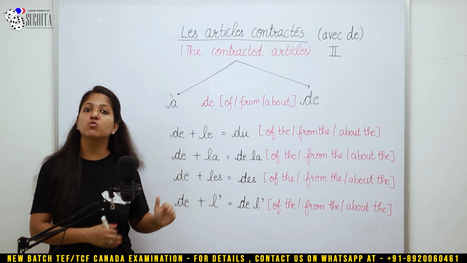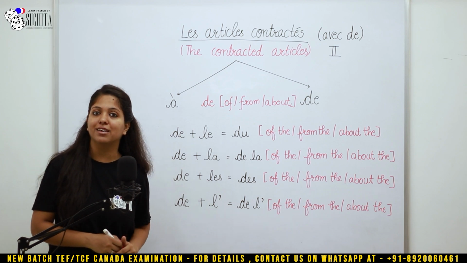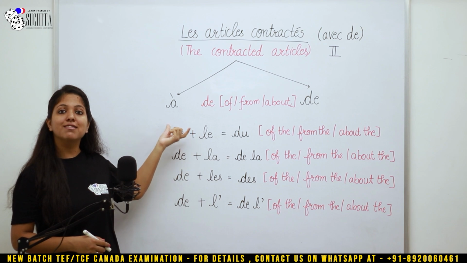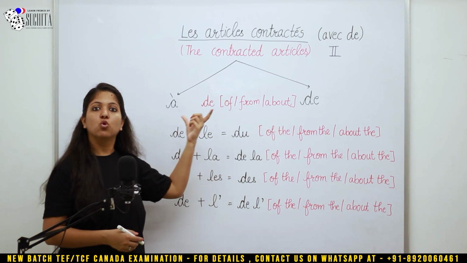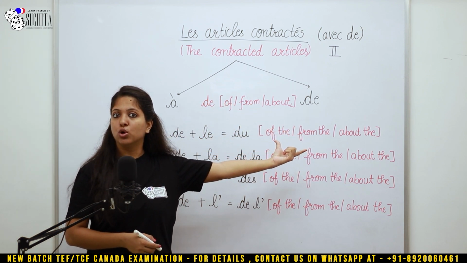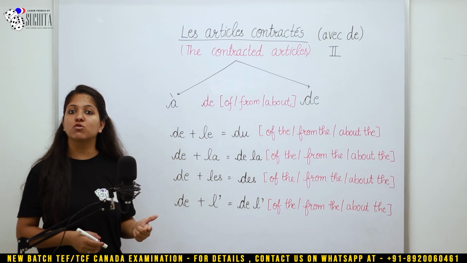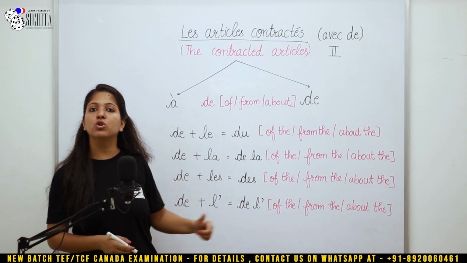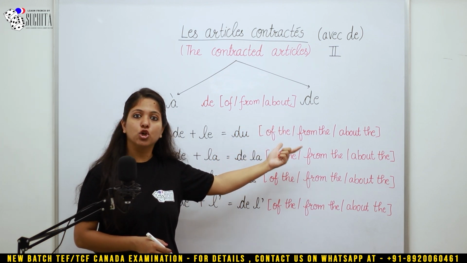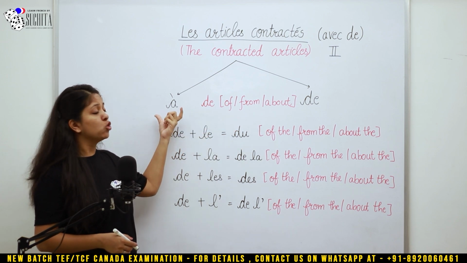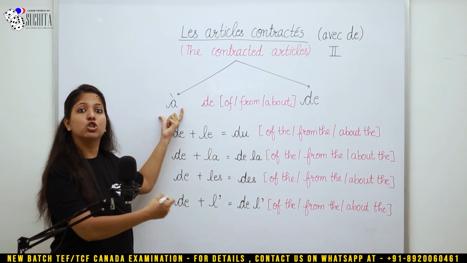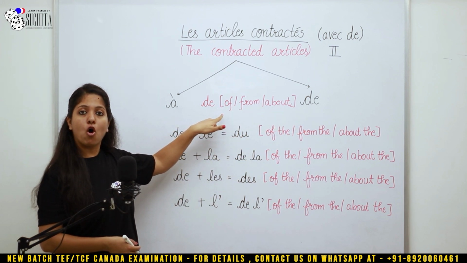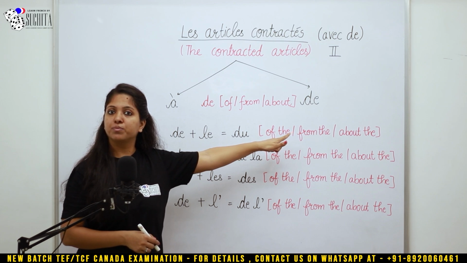The third type of articles which we are learning in this video are the contracted articles, les articles contractés. Now, the contracted articles are with two prepositions, with à and with de. In the first part of this video, we learnt contracted articles with à. And in this video, we are going to learn les articles contractés avec de. Now, two prepositions: à, which means in, at or to, that we learnt. De again has three meanings. It means of, from or about.